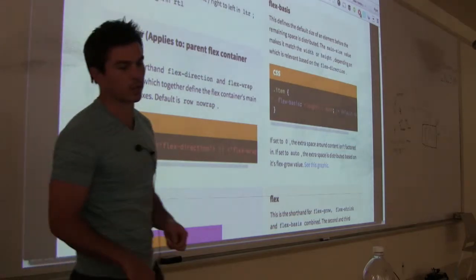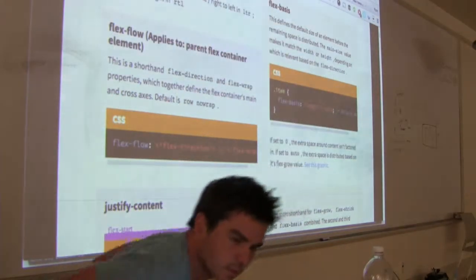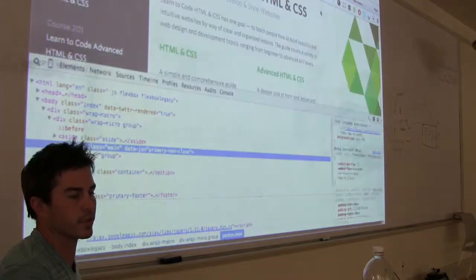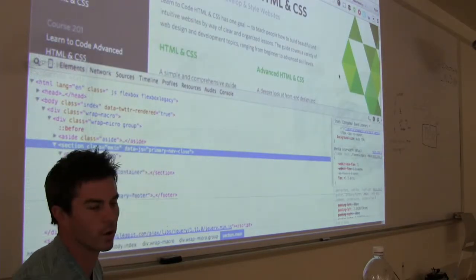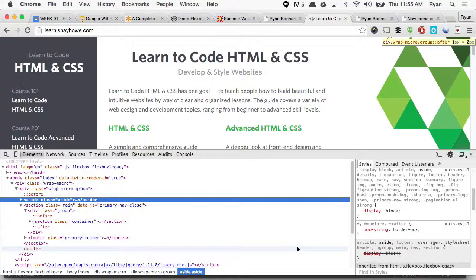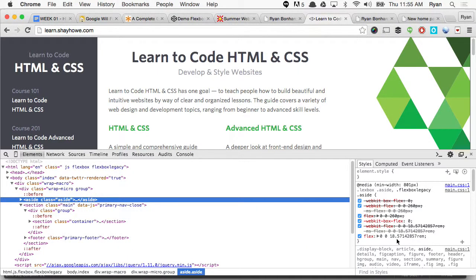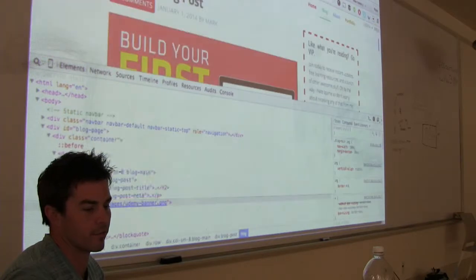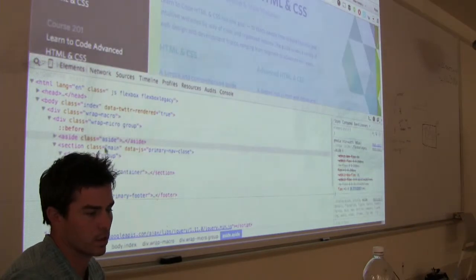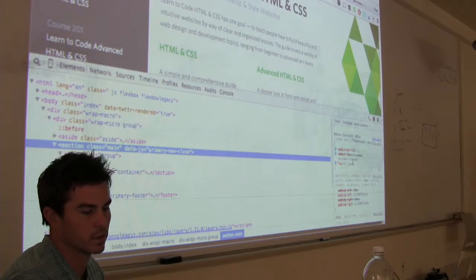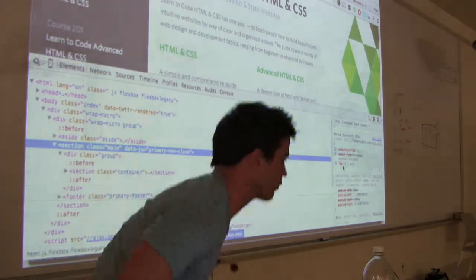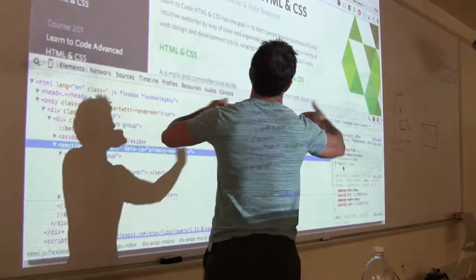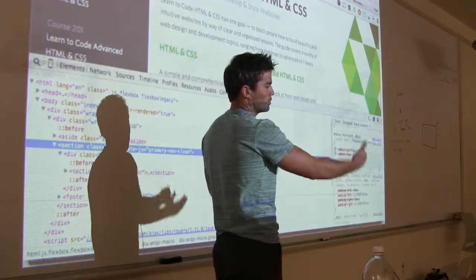But I thought that was an interesting look at the difference between basis and grow. You can use basis to give an explicit measurement. So in this case, it's width, just because the main axis is row, right? Yeah. And then you use that flex grow to give it that responsive effect.